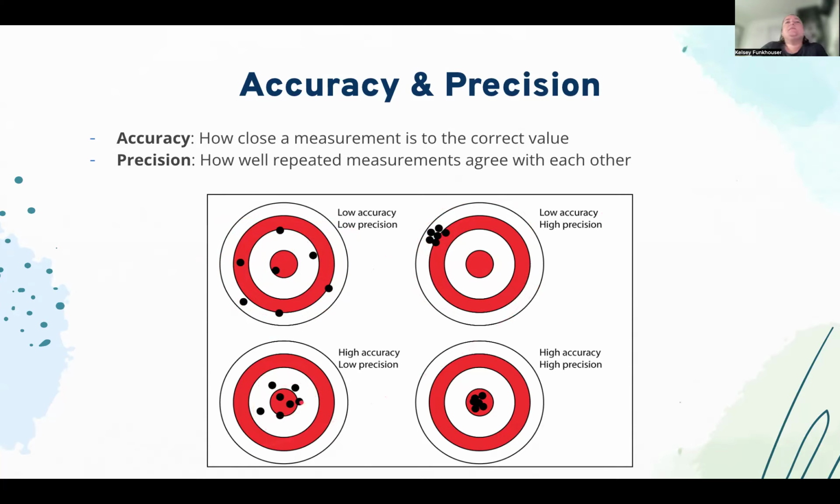In this case, the points are all around the middle, the target, but they're pretty spread out. They're not super consistent with each other. So we have high accuracy because we're close to what it's supposed to be, and low precision because they're not really close to each other. And then high accuracy and high precision, all of our points are at the target and really close to each other.